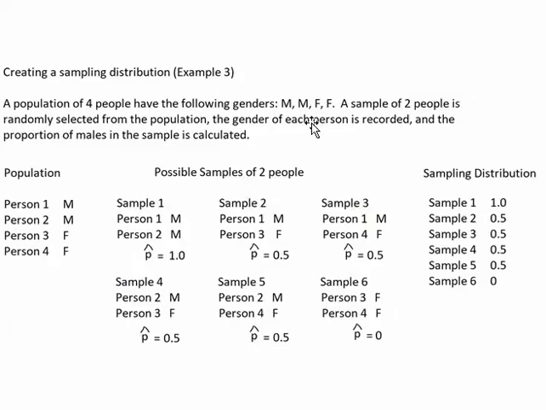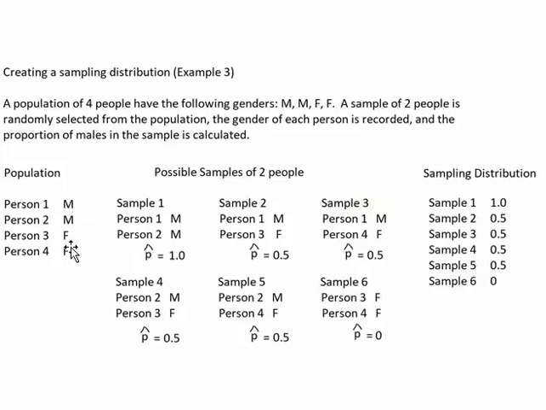This situation is a little bit different because it doesn't involve sample means, it involves sample proportions. In this situation, a population of 4 people has these 4 genders. A person takes a random sample of 2 people from the population. The person records the genders of the 2 people, and calculates the proportion or fraction of males in the selected sample. So, to create the sampling distribution, we have to follow the same steps we did last time.